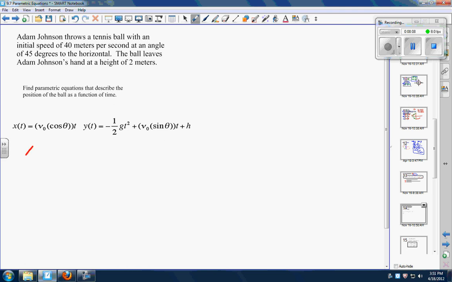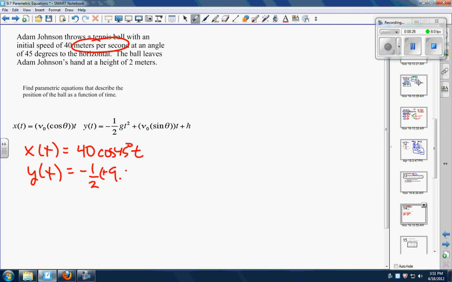So we literally just have to take our equations and plug some stuff in. We said the initial velocity was 40. This is cosine of 45 degrees times time. We said -1/2. Since we are in meters per second, we want to use that 9.8. That is gravity. Then you want to add in his initial height of 2 meters.